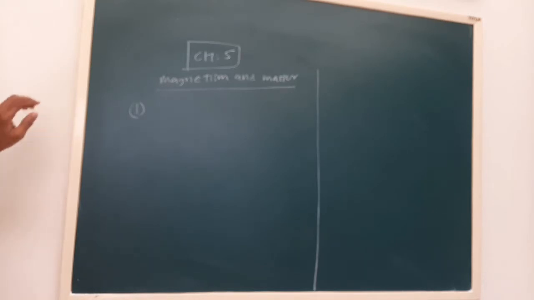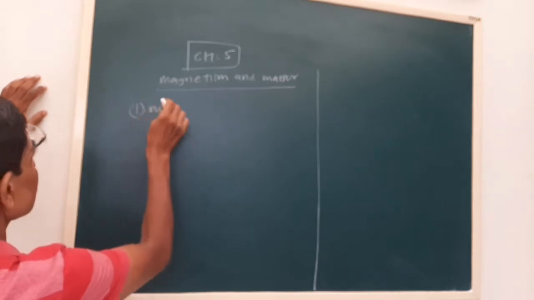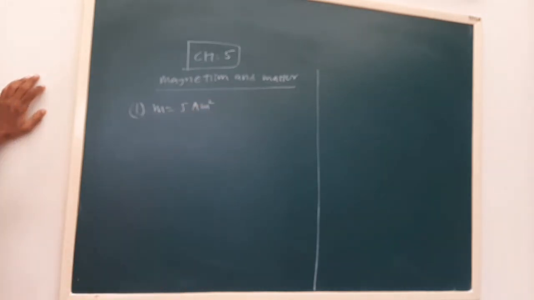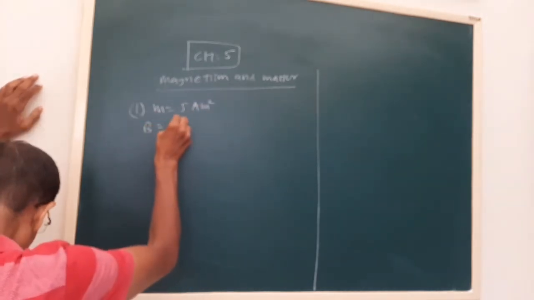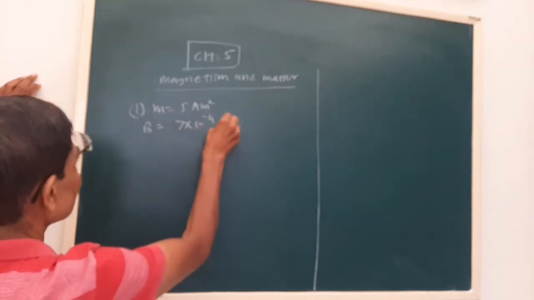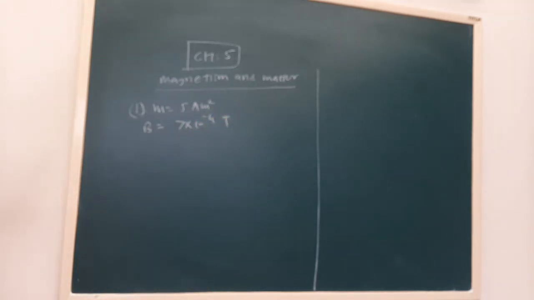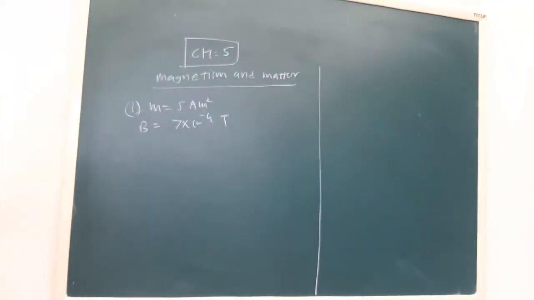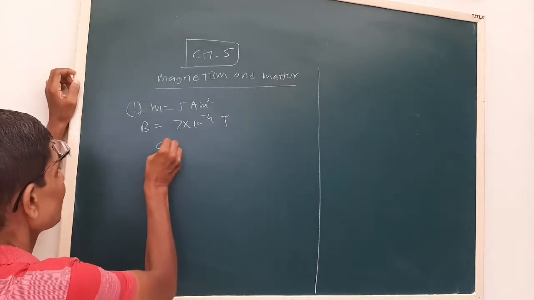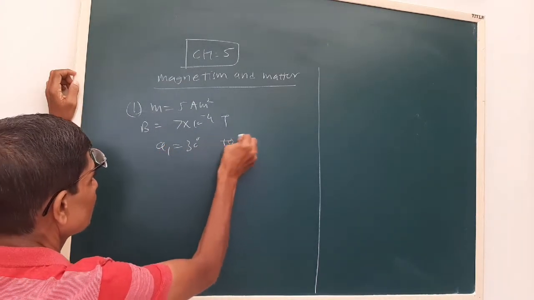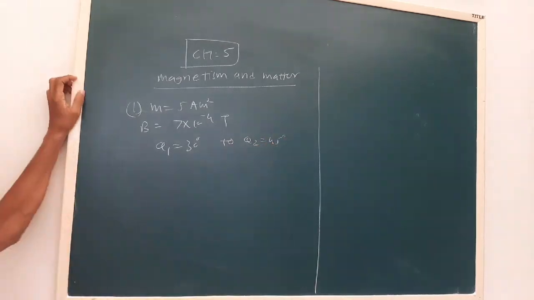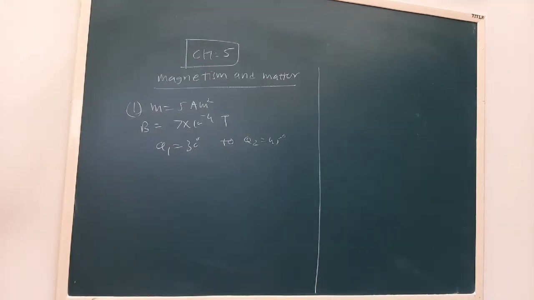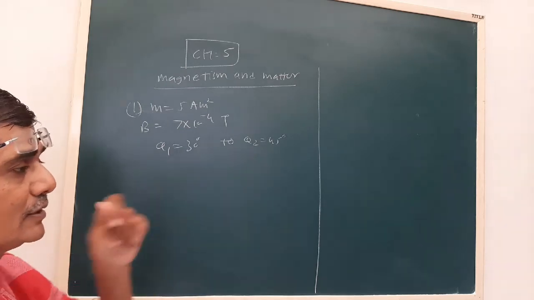A magnet has a dipole moment of 5 and it is placed in a magnetic field of 7 × 10^-4 Tesla in such a way that the dipole moment vector makes an angle. Now, the dipole moment is a vector quantity, that should be kept in mind. The angle changes from theta 1 = 30 to theta 2 = 45. We have to calculate the work done in moving this magnet such that its angle changes from 30 to 45.